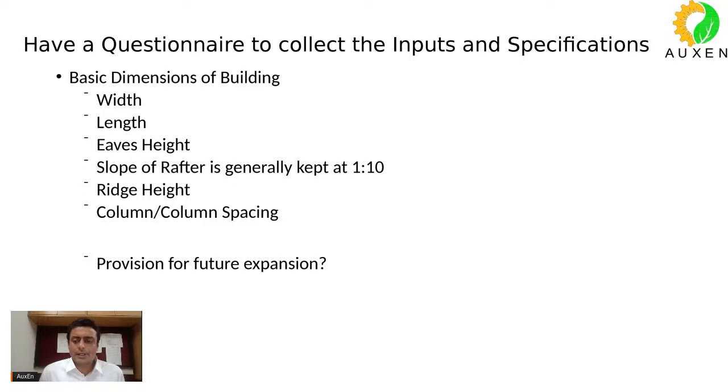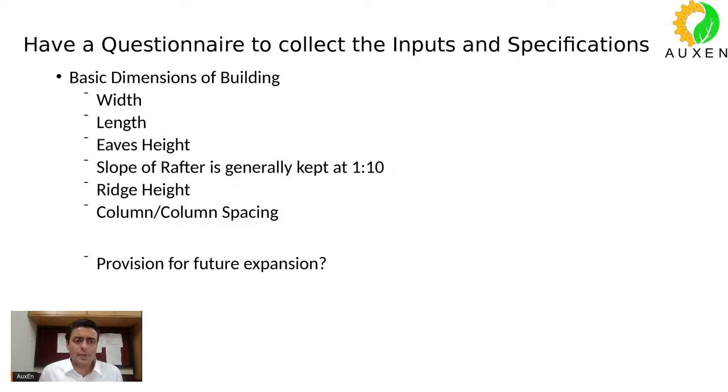Generally, in pre-engineered industrial shed systems, these days it is kept at 1 is to 10. The ridge height, automatically you will get the ridge height if you have the eaves height and if you have the slope. The column to column spacing, if you are into doing industrial sheds, you will see these days what spacing is followed mostly. What is the common spacing people like to adopt? The most common spacing that people like to follow, column to column spacing in industrial sheds these days, pre-engineered, is around 7.5 meters.